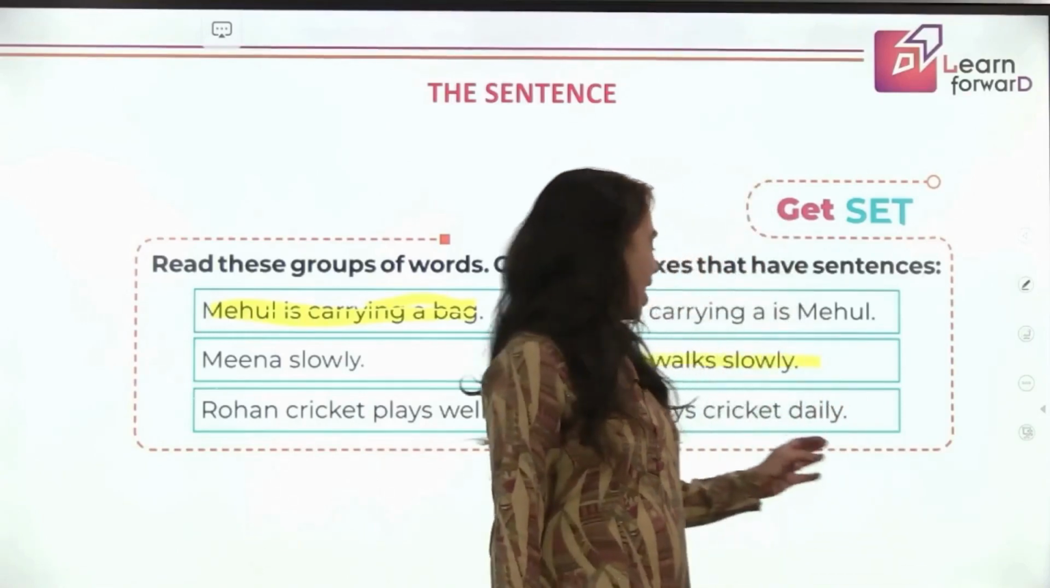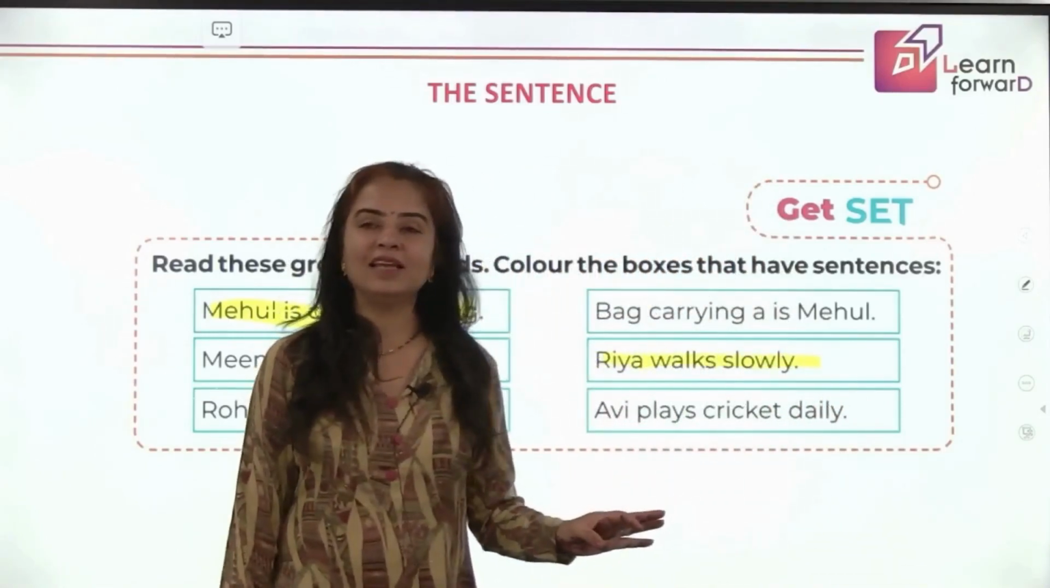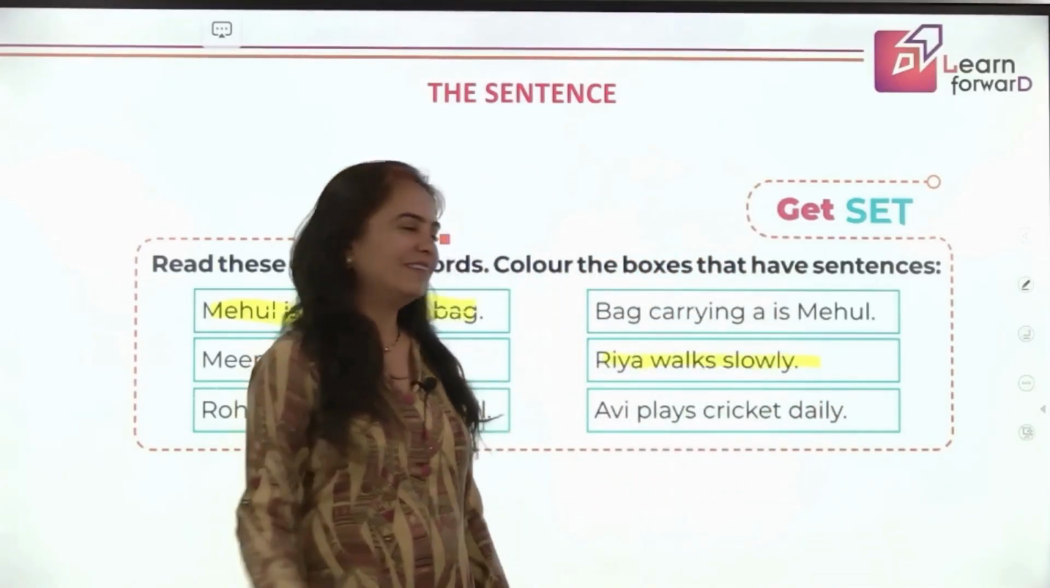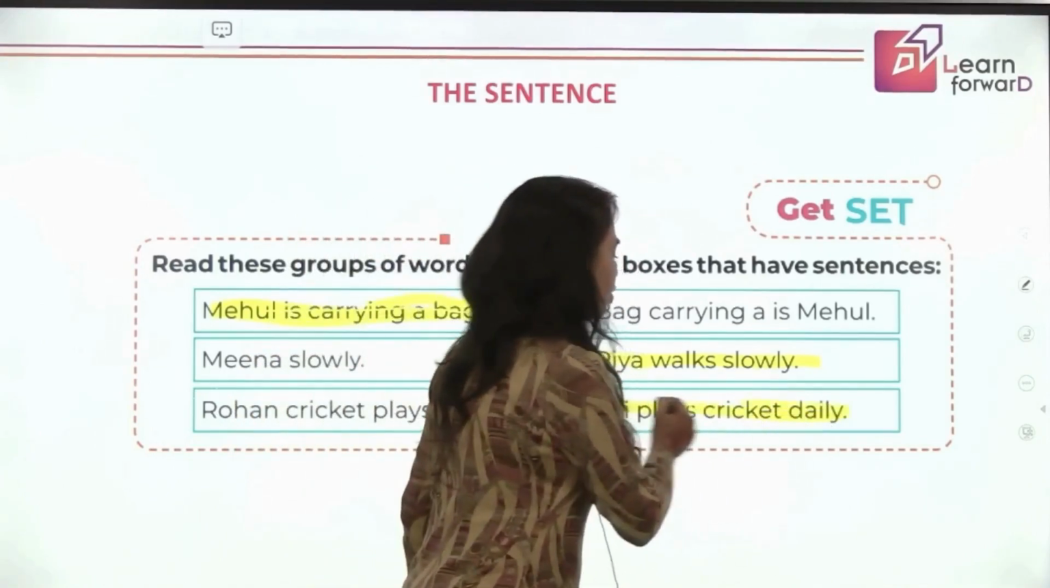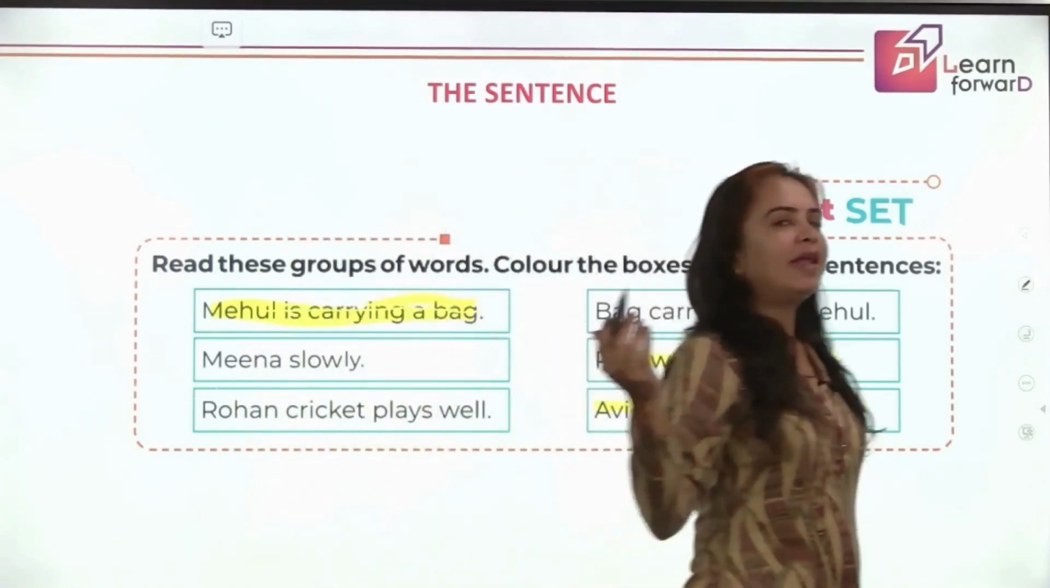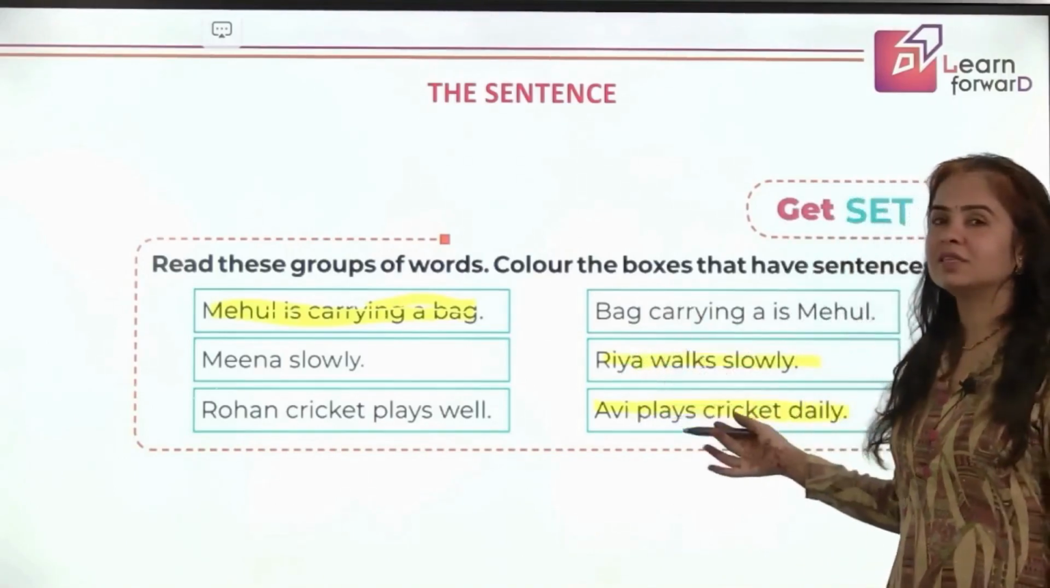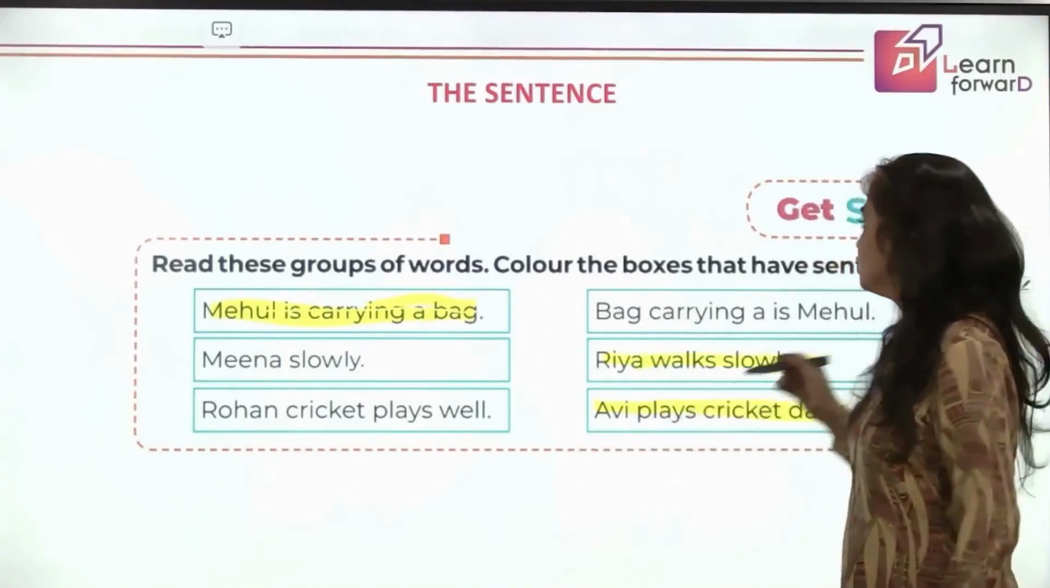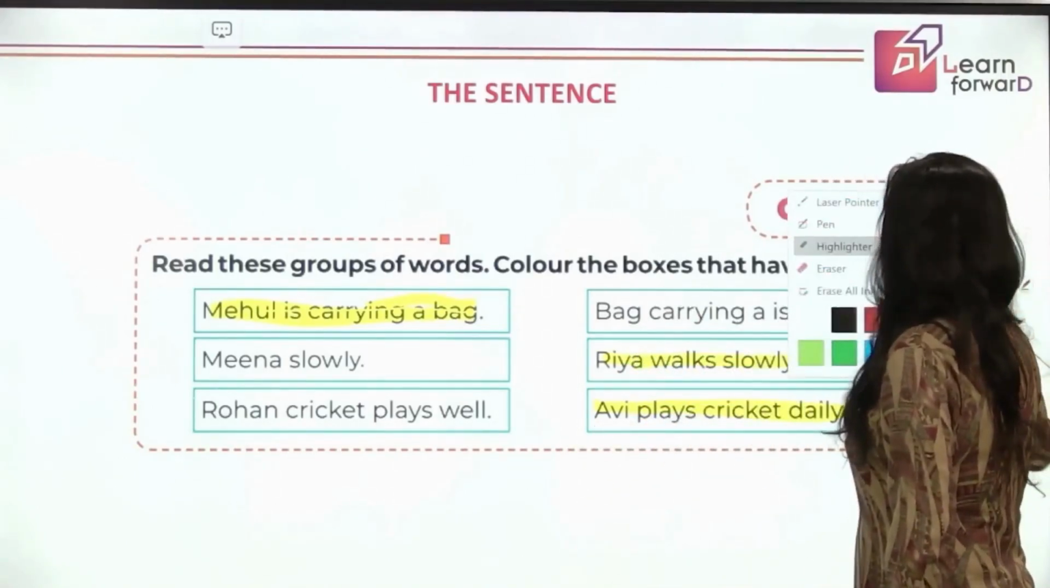Okay, look at the last one. Avi plays cricket daily. Are you sure? Okay, yes, that's perfect. This is also a sentence. So at least by reading, you can understand which of these are sentences and which are not. That's brilliant. Let's move ahead now.